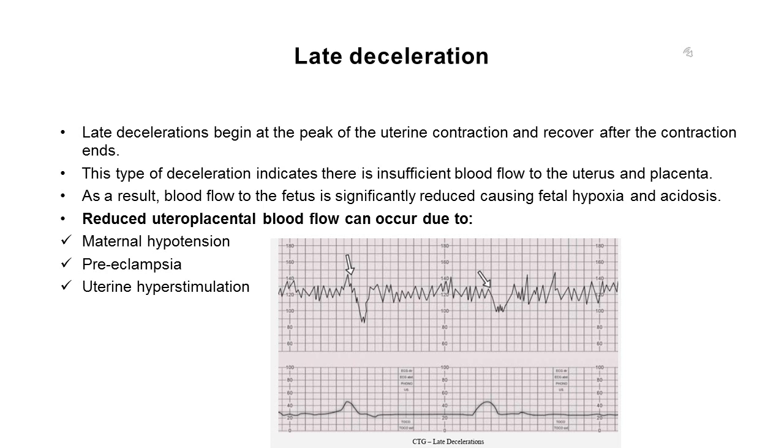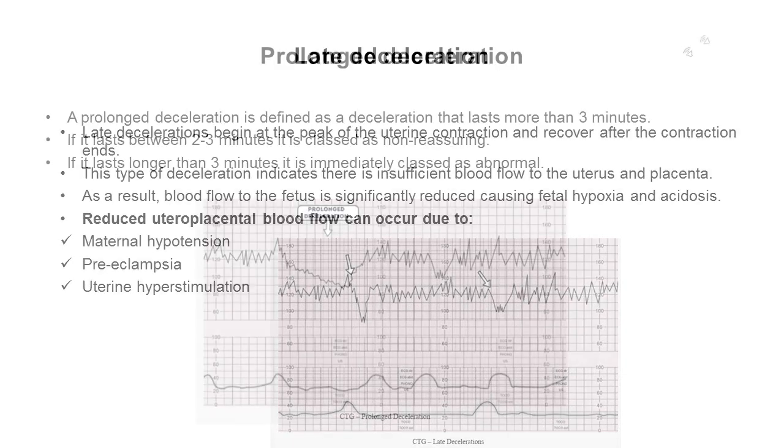Late deceleration. Late decelerations begin at the peak of the uterine contraction and recover after the contraction ends. This type of deceleration indicates there is insufficient blood flow to the uterus and placenta. As a result, blood flow to the fetus is significantly reduced, causing fetal hypoxia and acidosis. Reduced uteroplacental blood flow can occur due to maternal hypotension, preeclampsia, uterine hyperstimulation.